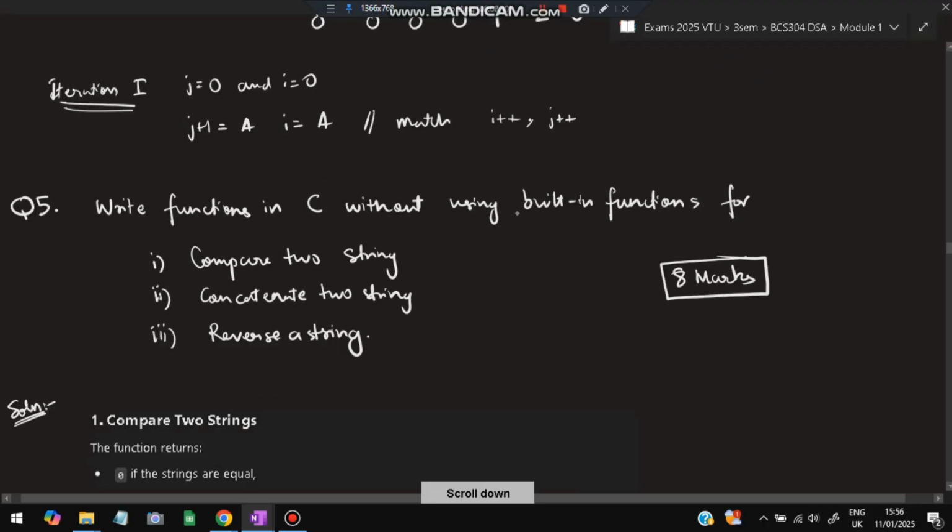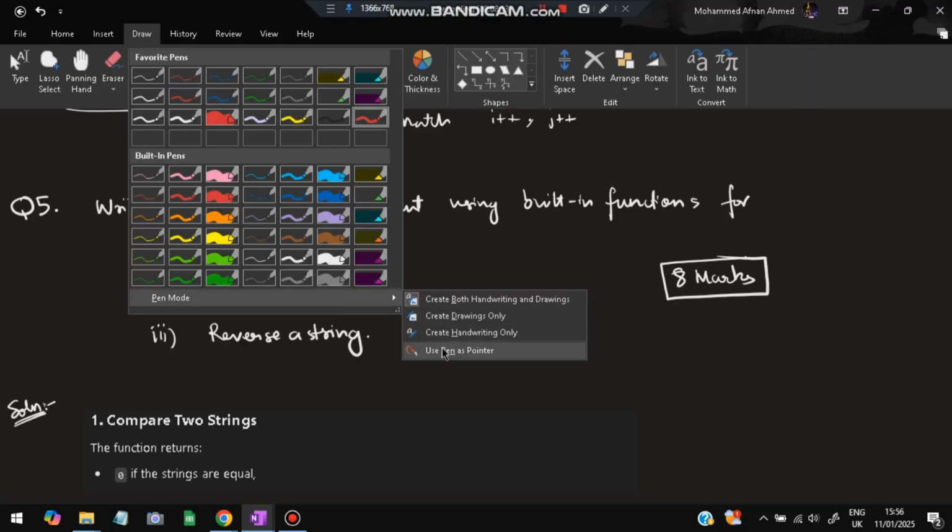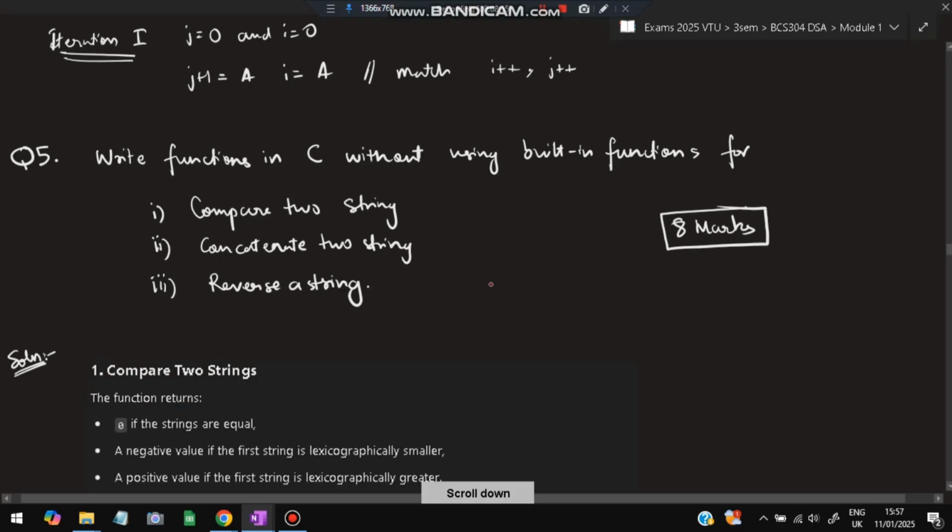Moving on to the next super important question, we have: write functions in C without using built-in functions for comparing two strings, concatenation of two strings, reversing a string. Three things they have asked here. We have to write the functions without using the built-in functions. Okay, so this is the 8 mark question.